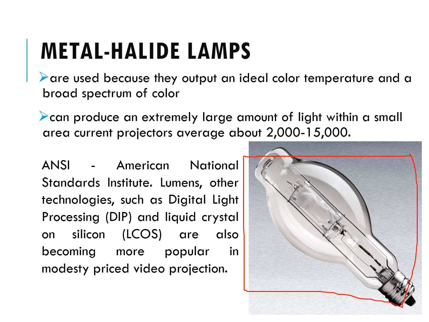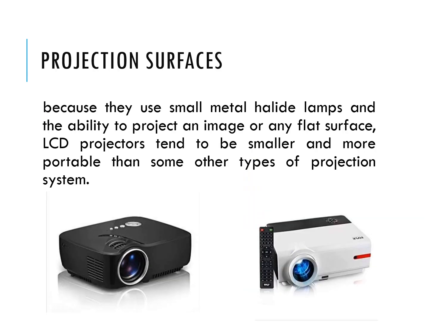So aside from the LED, the LCD, and all other types of lamps, we also have the metal halide lamps. Projection surfaces. Because of the small metal halide lamps and the ability to project an image on any flat surface, LCD projectors tend to be smaller and more portable than some other types of projection systems.